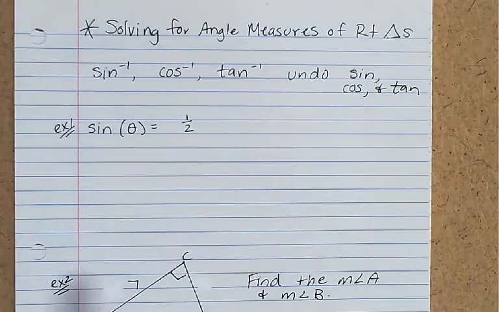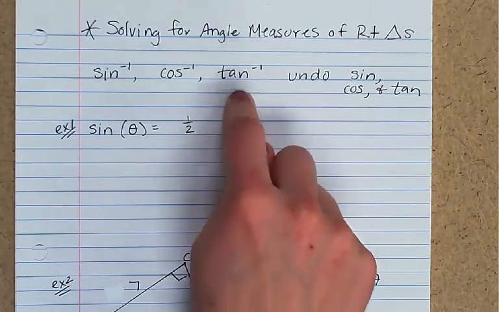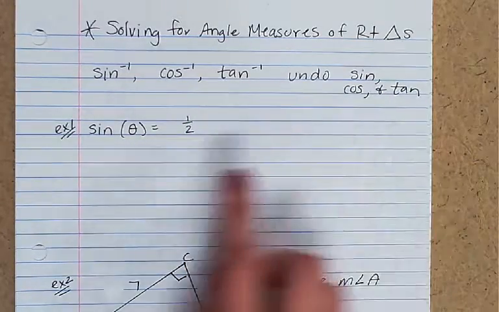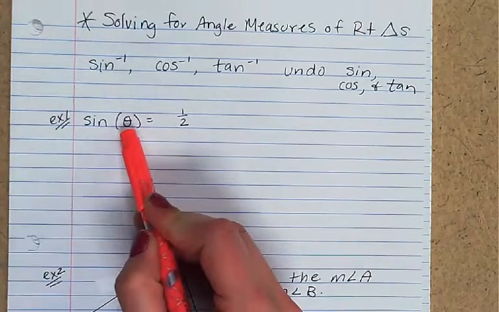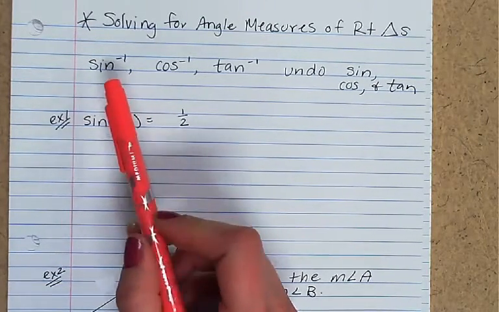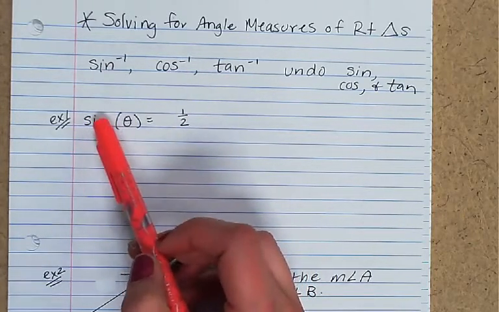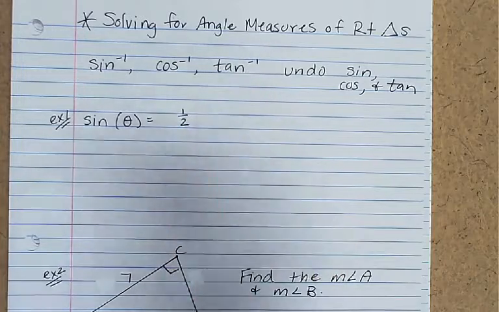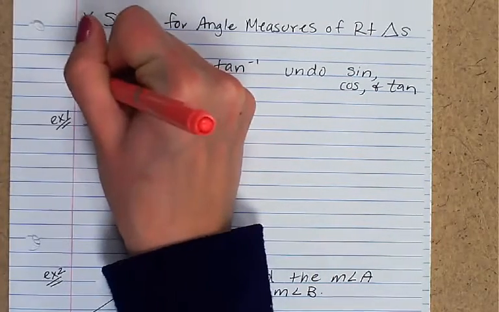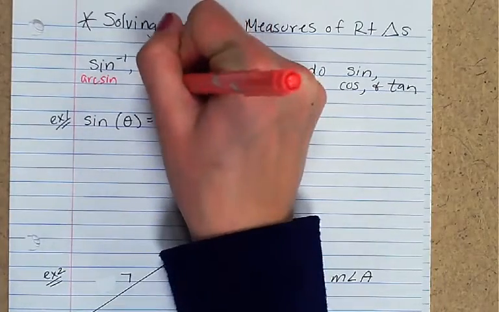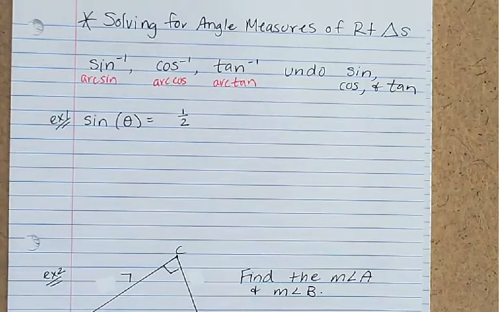Just so you know, these three things right here, sine inverse, cosine inverse, and tangent inverse, undo sine, cosine, and tangent. Like right here, this little symbol is called theta. That's what we're trying to figure out. When you use these inverses, you're trying to undo the sine, the cosine, or the tangent function. They mentioned in the video that sometimes they are also called arc sine, arc cosine, and arc tangent. Those mean the same thing.